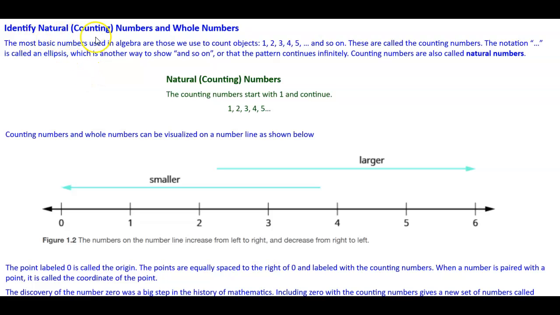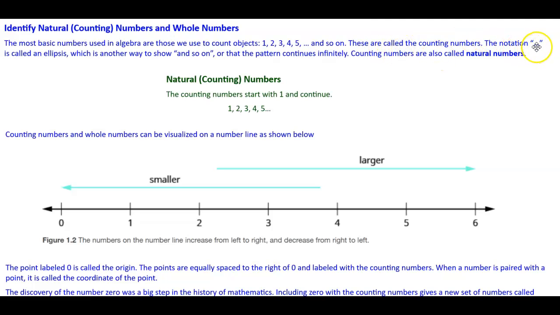Identify natural counting numbers and whole numbers. The most basic numbers used in algebra are those we use to count objects: 1, 2, 3, 4, 5, and so on. These are called the counting numbers.